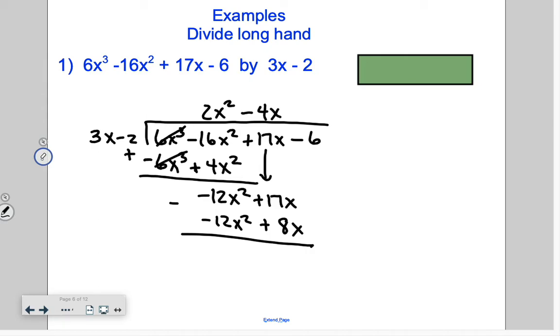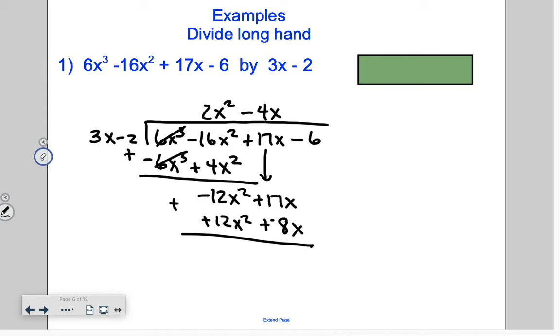Again, I'm going to add the opposite. Rather than subtracting that bottom line, I'm going to add the opposite of that bottom line. So that becomes a positive 12x squared and a negative 8x. And now we just combine like terms. Okay? That's where I did the negative 4x times the, that's where this positive 8x came from.